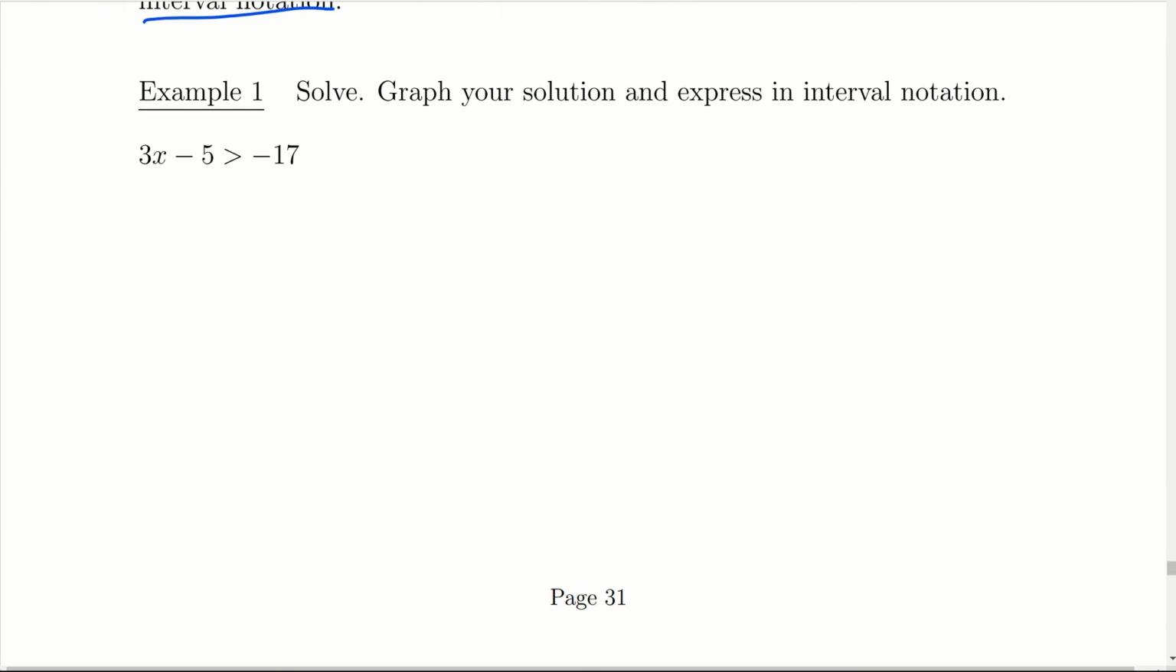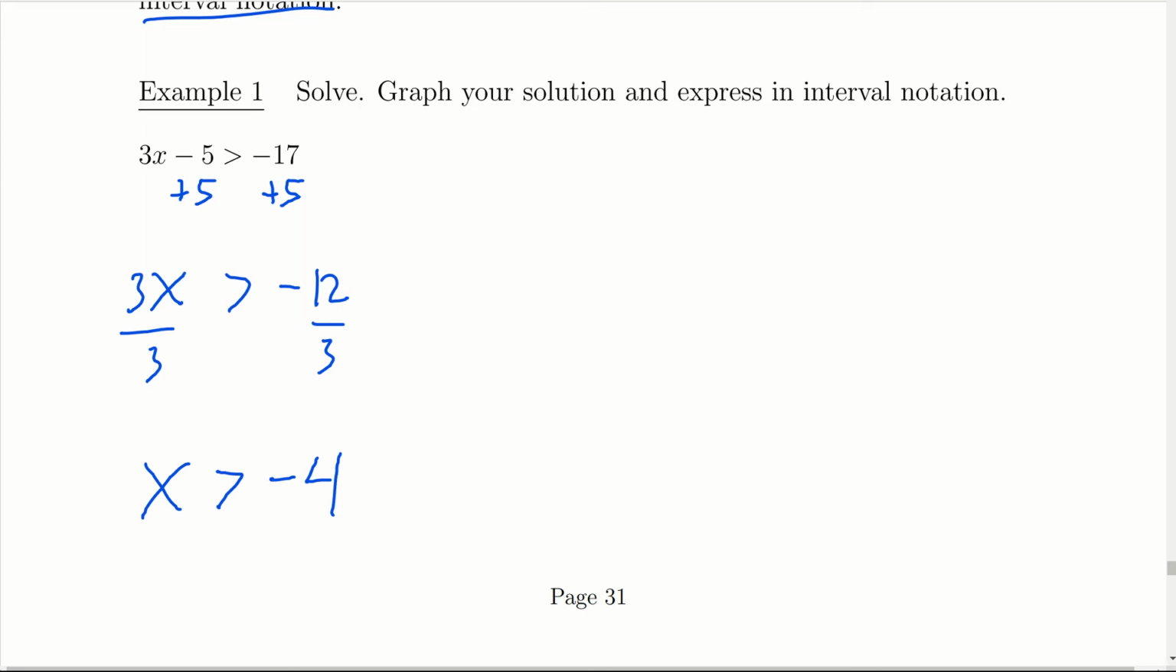For example, in this one we're asked to solve, graph, and express in interval notation. The first step to get the x by itself is we're going to add 5 to both sides. That would give us 3x is greater than negative 12. The next step is we would divide both sides by 3. Notice that we're dividing by a positive 3, so that's going to keep the inequality going in the same direction. And we would get that x is greater than negative 4. So as a solved inequality, any value of x that's strictly greater than negative 4 would be a solution.